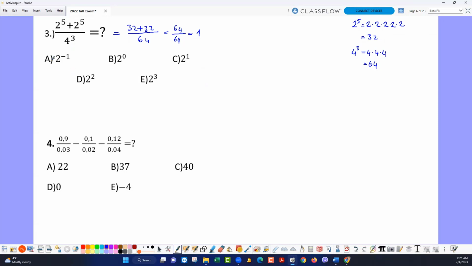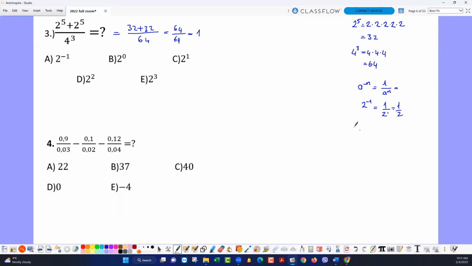How do we find that one? Here, 2 to the power of minus 1. We know that when the power is negative, a to the power of minus n is equal to 1 over a to the power of n. For this question, 2 to the power of minus 1 is equal to 1 over 2 to the power of 1, which is 1 over 2. So this is not the answer.